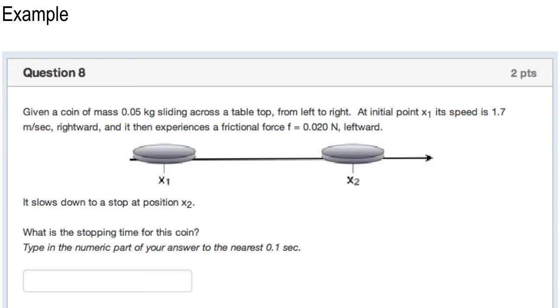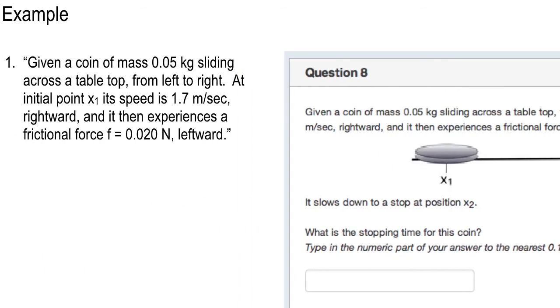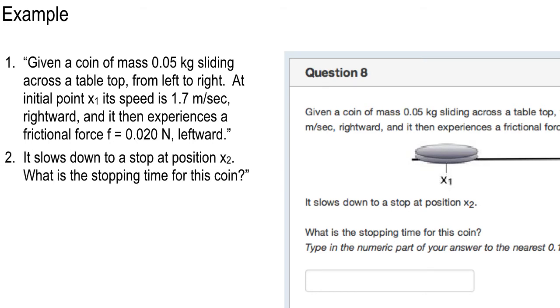So the two things that I want you to be able to do for exam two, well, I want you to do a lot of things, but two big ones are calculating stopping time and calculating stopping distance. So stopping time is today. Let's look at the specs. Here it is again, written out in bigger letters. Given a coin of mass 0.05 kilograms sliding across the tabletop from left to right. At initial point X1, its speed is 1.7 meters per second. So it's got a little bit of rightward momentum, right? Quantity of motion is 0.05 kilograms times 1.7 meters per second, whatever that happens to be. And then it experiences a frictional force to the left. It slows down to a stop at position X2. What is the stopping time for this coin?